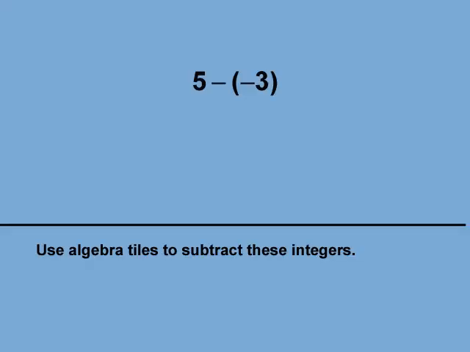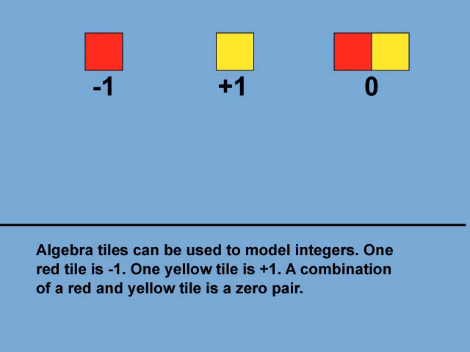Use algebra tiles to subtract these integers. 5 minus negative 3. Algebra tiles can be used to model integers. One red tile is negative 1. One yellow tile is positive 1. A combination of a red and yellow tile is a 0 pair.